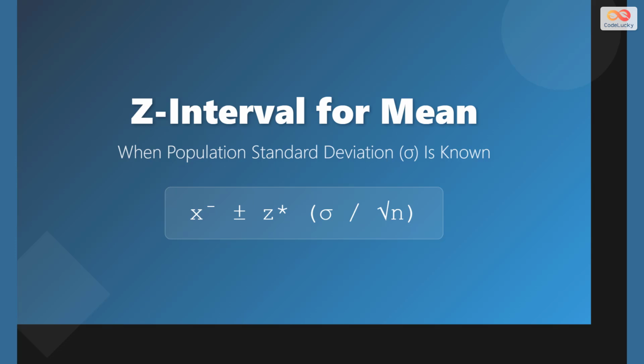Welcome. Today we are going to learn how to construct a z-interval for a population mean. This statistical method is used specifically when we know the standard deviation of the entire population.